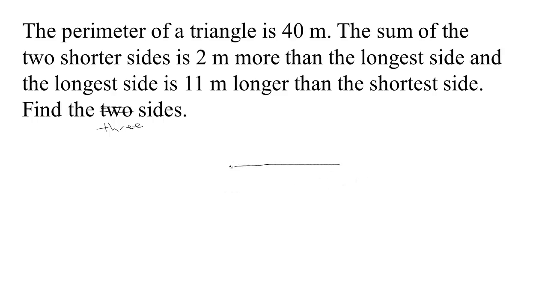So what we know is we've got a triangle. There's a long side, and there's a medium side, and there's a short side on this triangle. And the first piece of information is about the perimeter. So we know that if you take the long plus the medium plus the short, you get 40. We also know the sum of the two shorter sides is 2 meters more than the longest side. So if we take the two shorter sides, the medium side plus the short side, that's equal to the longer side plus 2 more meters.